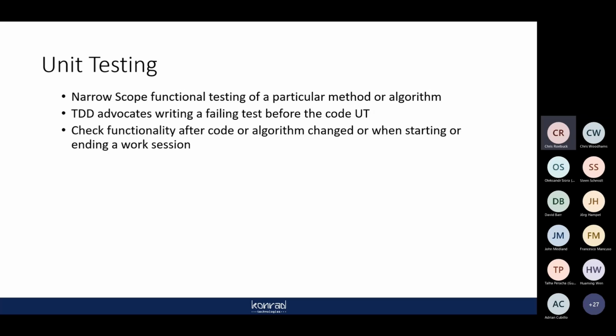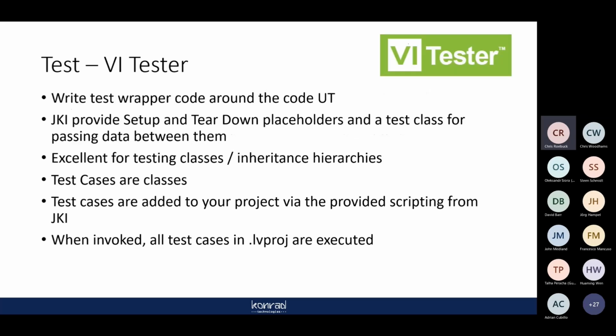So, unit testing, really quick overview and introduction. The example I'm going to give here uses JKI VI Tester. Other unit testing tools are available. This is what I'm using for this particular demo, and tends to be what I use in day-to-day development. JKI's VI Tester is a free tool, available on the LabVIEW Tools Network. What you do is you basically put wrapper code around the code under test, or CUT, code under test. JKI provides setup and teardown placeholders and a test class for passing data between them.